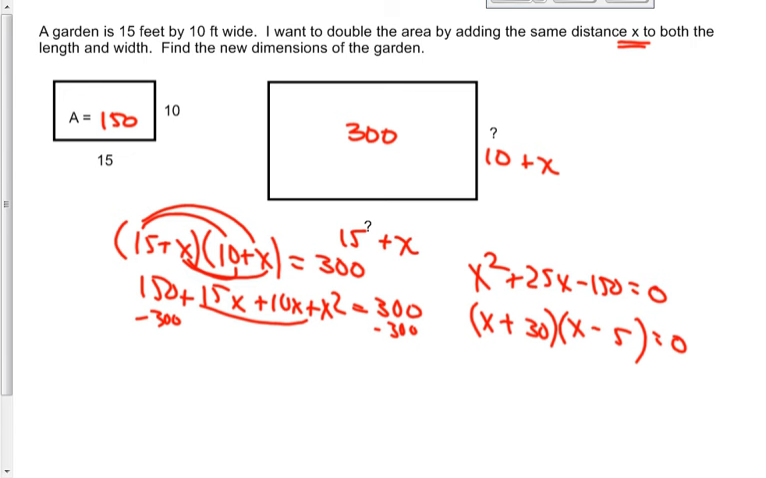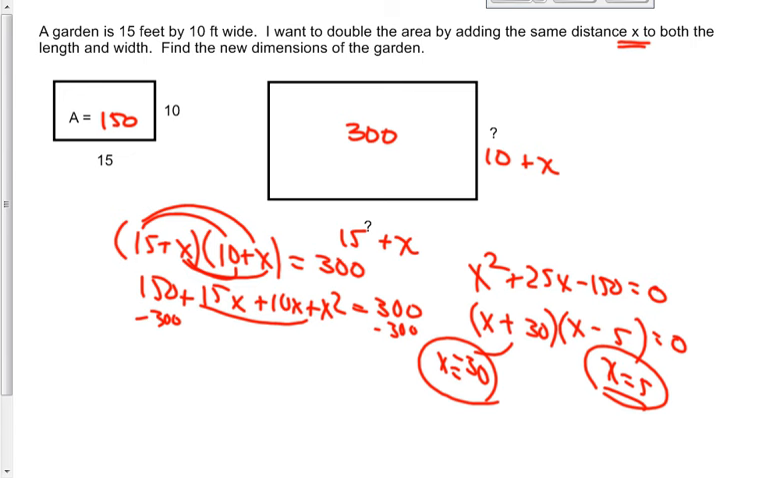And now I use my solving property, zero product property. Take each one of these out and solve. Subtracting 30, I'm going to get x equals negative 30. Adding 5, I'll get x equals 5. Those are my two possible solutions. Well, now we have to go back in and see if these make sense. Anytime you have word problems, you need to go back in and see if they make sense.